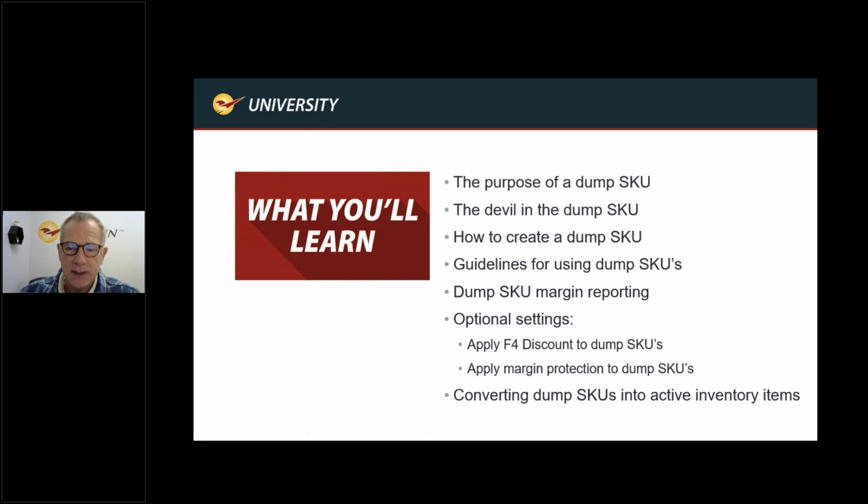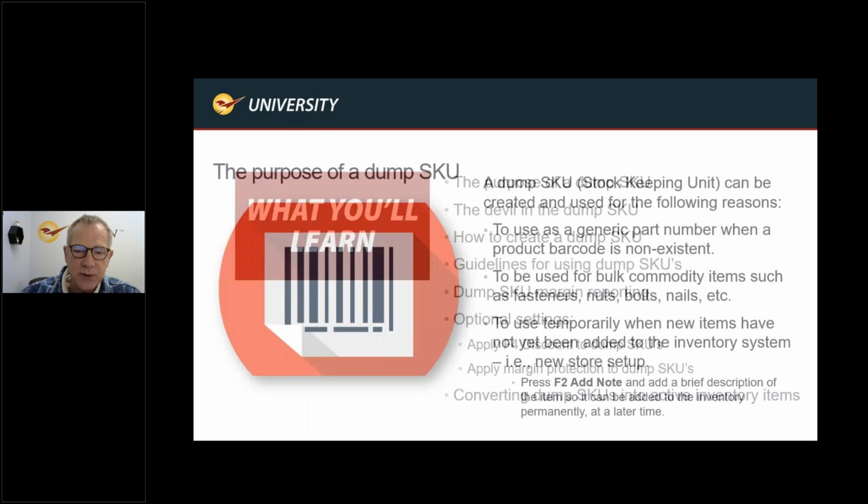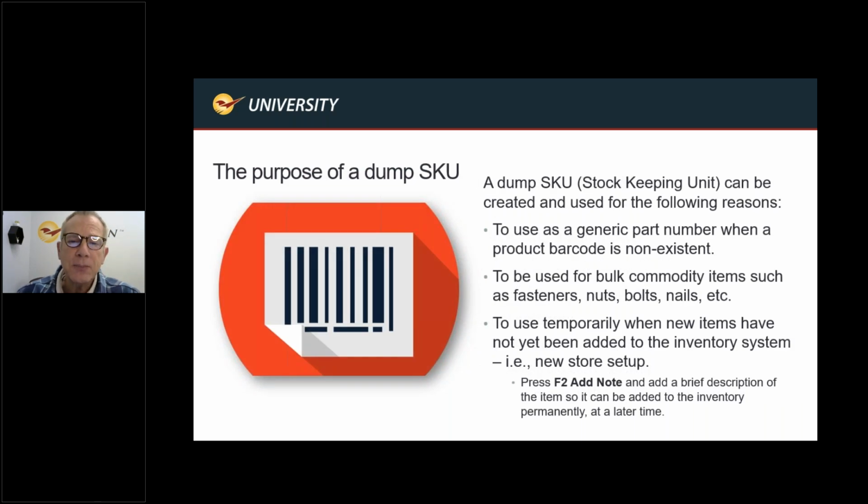Again, it's not going to take a whole lot of time, but there is some really good, valuable information in this presentation. To start out with, the purpose of a dump SKU. Why do we keep a dump SKU, and what is it? Well, a dump SKU, and SKU stands for stock keeping unit, can be created and used for many reasons. One is if you have a generic part number when a product barcode is non-existent. So you just have an item that just doesn't have a barcode on it. It either didn't come with one or it got scratched off, or for whatever reason it's not there. You need to be able to get the customer through the line. You can just use a dump SKU for that.